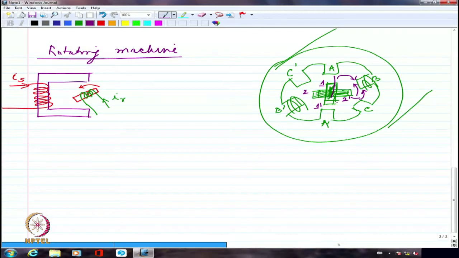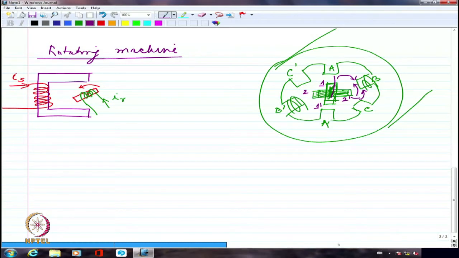So for every pulse that I am giving, I am calling this a pulse. A and A dash I am giving one pulse. Then B and B dash I am giving another pulse. And C and C dash I am giving the next pulse. All of them are definitely not excited simultaneously. So as I give the pulses one after another, I will see the alignment of rotor poles, whichever is the closest to the excited phase or excited poles in the stator.